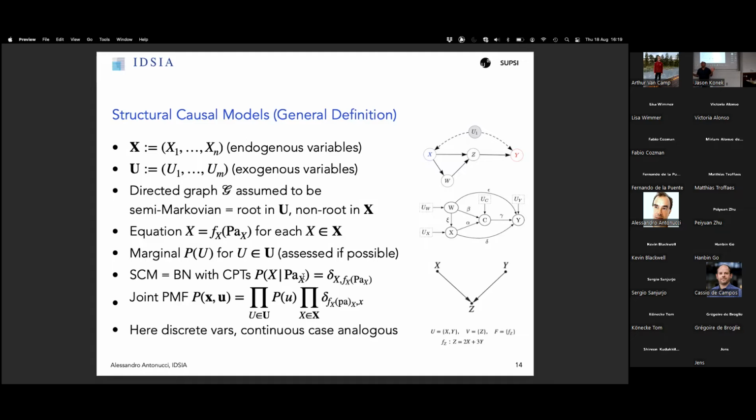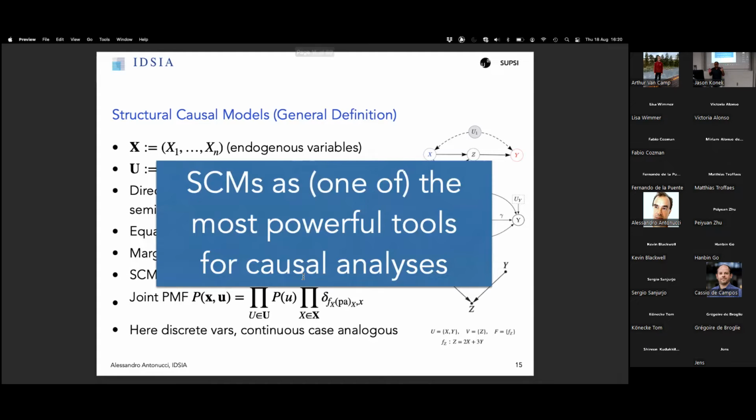And I'm focusing on the discrete case. What we did technically was focus on the discrete case. It seems that the continuous case is quite analogous. There are some technicalities which might make things more boring and more complicated, but somehow the same ideas you can apply to the continuous case. So here, for instance, you see Z is the sum, which is still a deterministic function of X and Y. I said that X and Y are continuous or whatever. Okay, so these are structural models, and these are the models we want to use for our causal analysis.